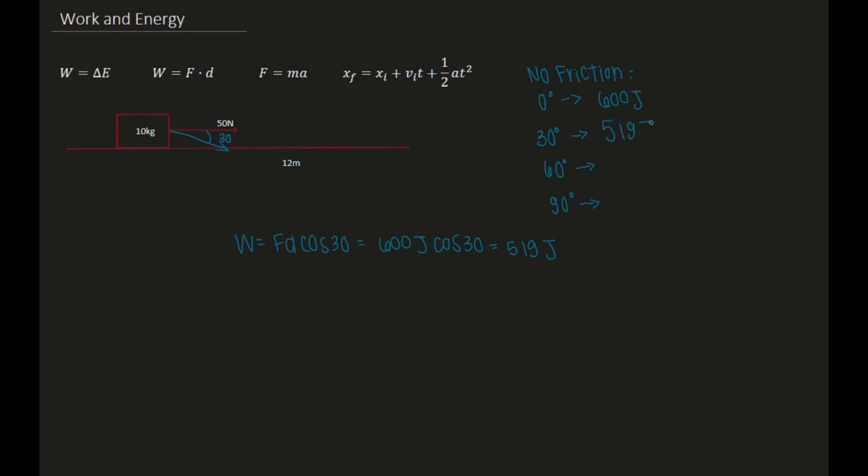And then if we did the same thing again, if we increase it now to 60 degrees, we would get exactly 300 joules. And what do you think is going to happen if we increase it to 90 degrees?